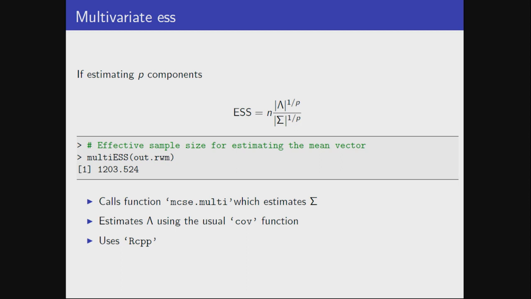Instead of using the ratio of just the diagonals, it uses the ratio of determinants, scaled appropriately, all right? This top part is estimated by the package using the cov function, the covariance function, and the bottom part is estimated using the function in the package, mcse.multi, that uses some HAC estimators and something called the batch means estimator. I'd be happy to talk about that separately. Right, so the multivariate effective sample size for this turns out to be 1,200 from a Monte Carlo sample size of 10,000, okay?